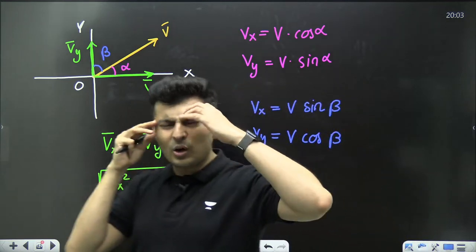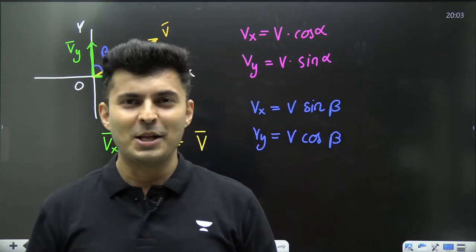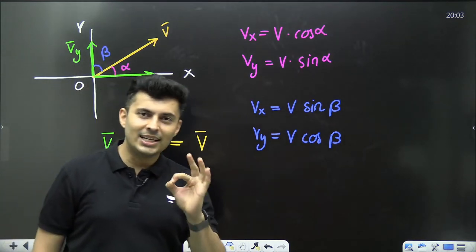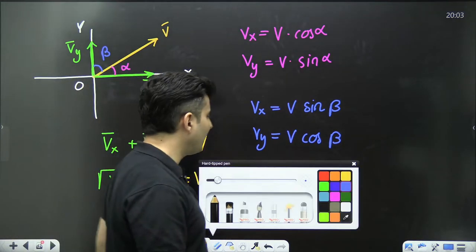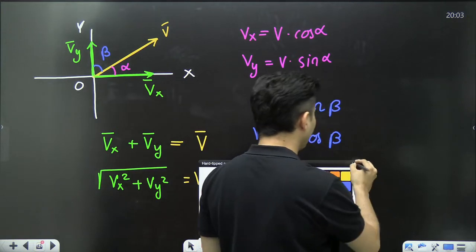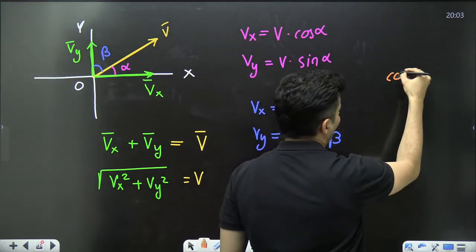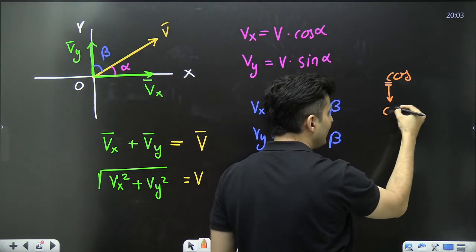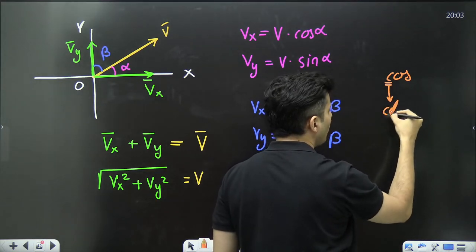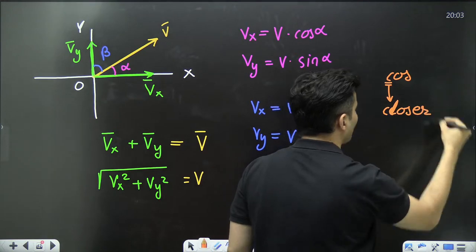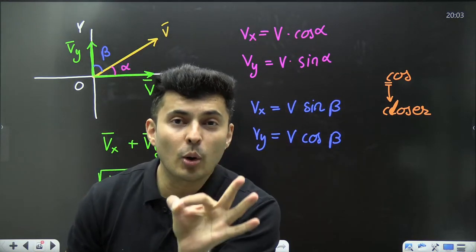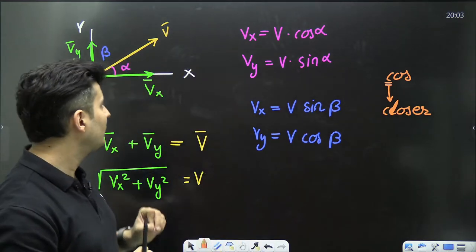Now you will be like, sir, I always get confused between cos and sine. I will teach you a trick. The trick is very simple. Cos, C. C stands for closer. Bring them close. The closer component is cos.